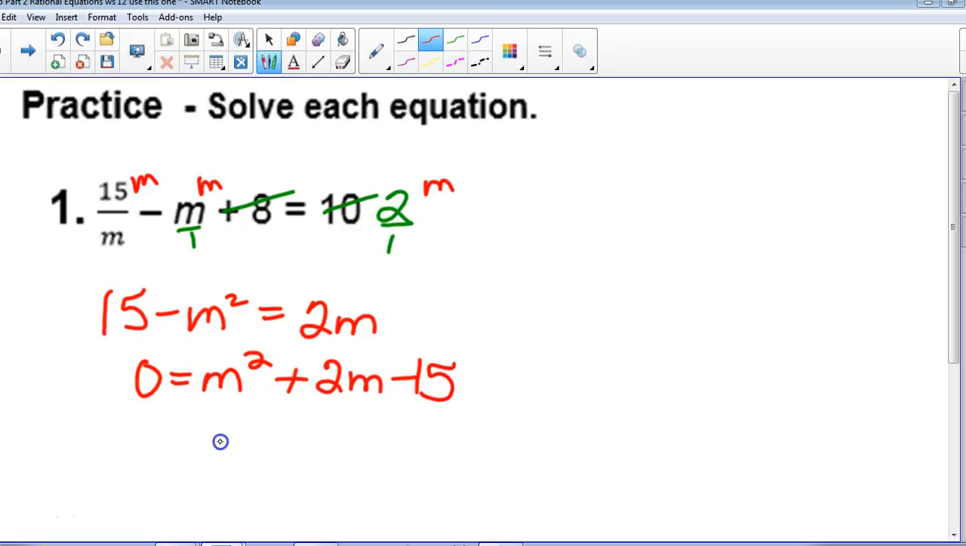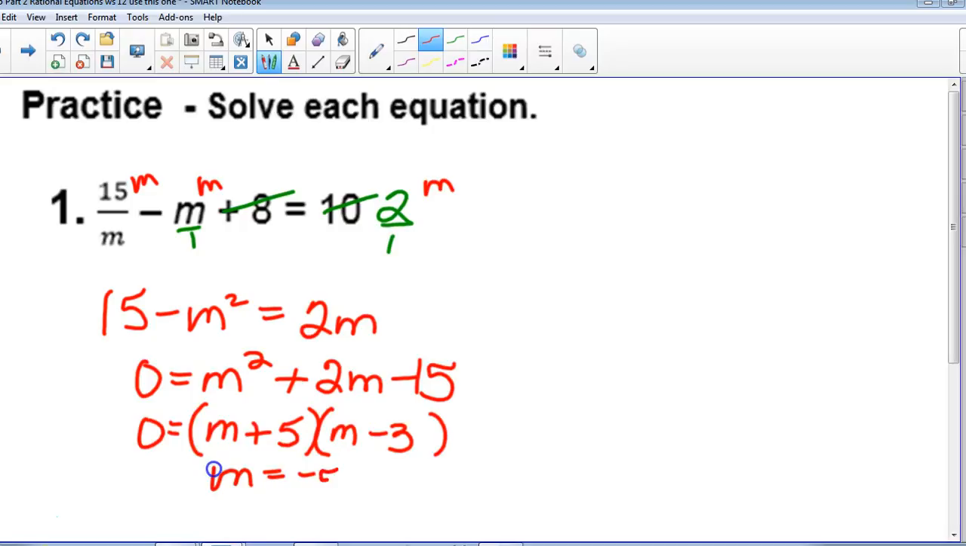Anybody get that? m squared plus 2m minus 15? All right, if I factor 15, the factors will differ by positive 2. What do I get? m plus 5 and m minus 3. Then when I set each of those equal to 0, I get negative 5 and positive 3.